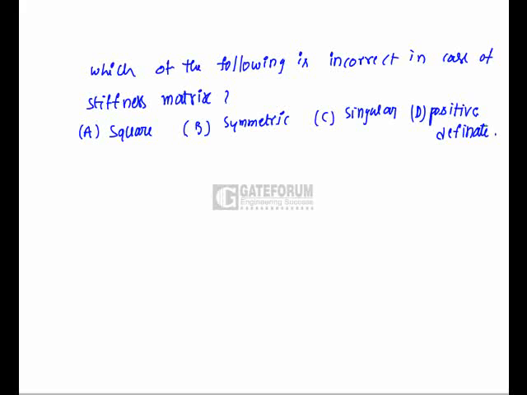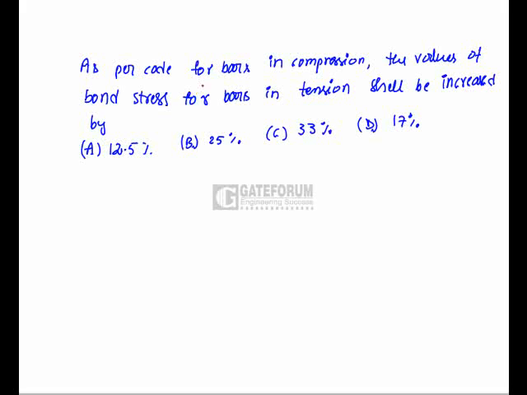We have to choose from the options the incorrect statement in case of stiffness matrix. Stiffness matrix is square and symmetric and positive definite, but it is not a singular matrix. So option C is correct. As per code, for bars in compression, the value of bond stress for bars in tension shall be increased by 25%. So option B is correct.